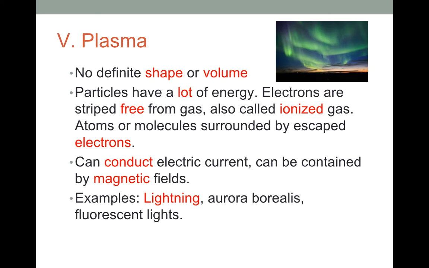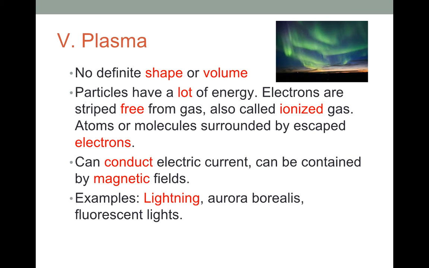All right, in our last state of matter, we have plasma. Just like gas, plasma doesn't have a definite shape or definite volume. Particles have a lot of energy, so plasma has the most amount of energy. Electrons are stripped free from gas, and they're also called ionized gases. Atoms or molecules are surrounded by escaped electrons. Plasmas can conduct electric current, and they can be contained by magnetic fields.